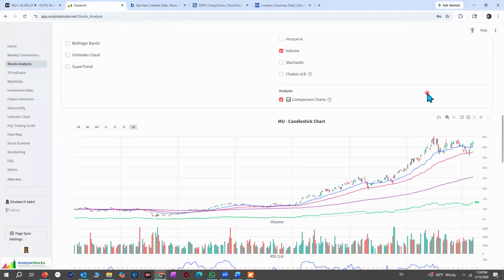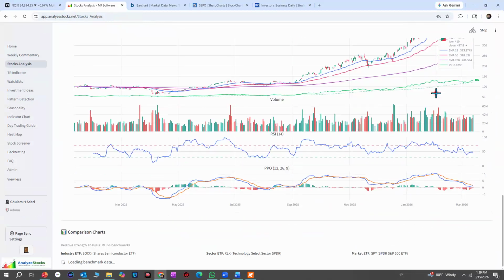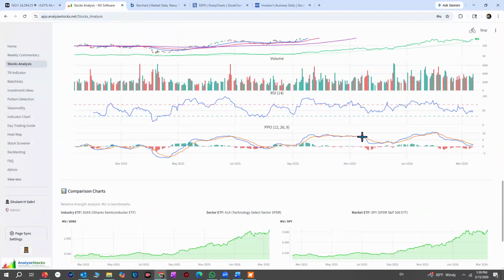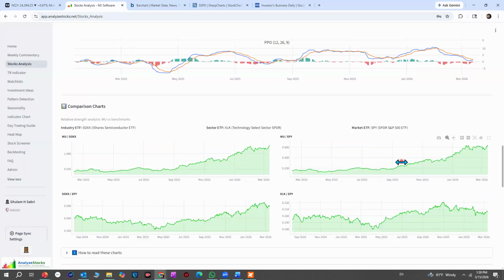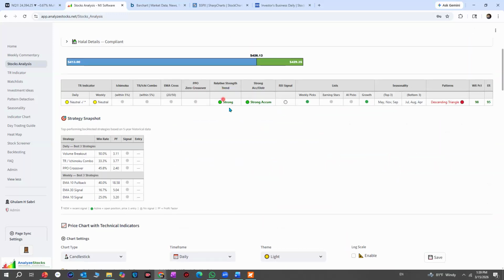For example, this is MU, okay? Comparison charts. What it does is plot MU's performance in its own group. What is the group? Semiconductor. Look at what MU is doing against its group over 1 year. It is around 1 point something, and it shows a continuous rise. So MU is beating its group, and MU is beating the overall market, and the group is beating the overall market. So in other words, MU is a very good stock. That's what this relative strength is telling you.